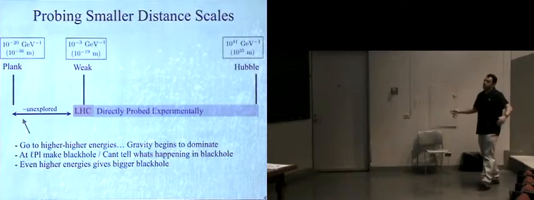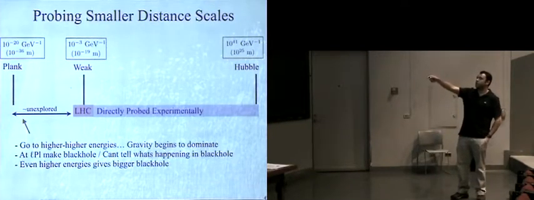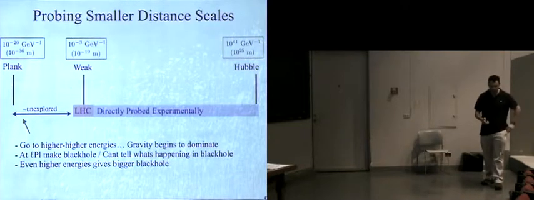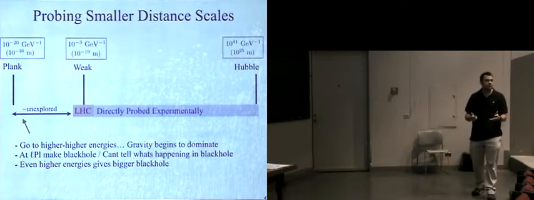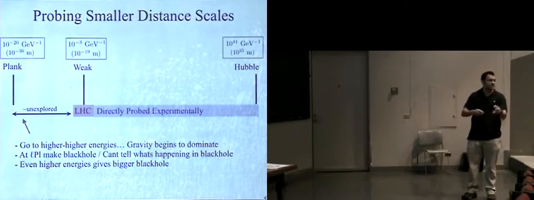So this program to keep exploring this region would work until gravity becomes dominant. Once we get to this region, we start making a black hole. Of course, one of the whole points of black holes is that nothing can come out. So any information about what's happening within the black hole, or at smaller distances, is inaccessible to us.